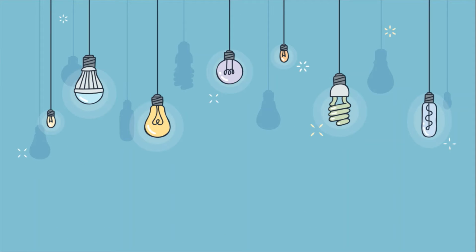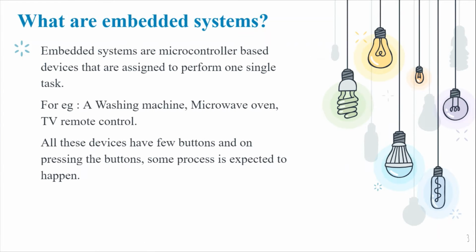In this video, we are going to learn about Introduction to Embedded Systems. So, what are embedded systems? Embedded systems are microcontroller devices that are assigned to perform one single task. For example, a washing machine, a microwave oven, TV remote control.